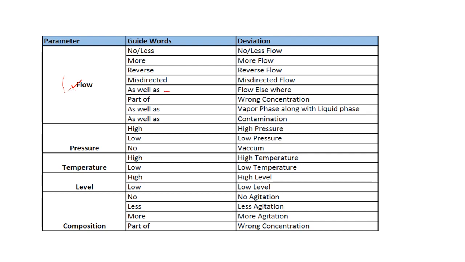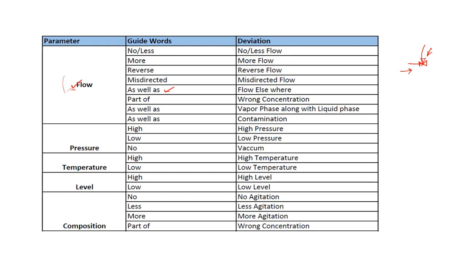This is the meaning when, suppose there is a node where the flow is coming from two directions and there is a three-way valve here, right? So flow may come from this side, flow may come from this side. So this is used in that case.